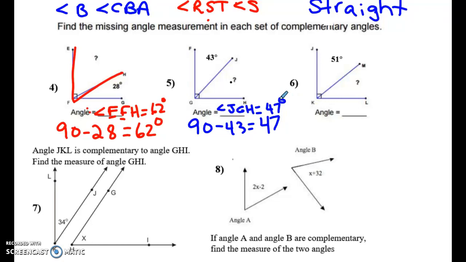Now I want you to try example 6. This time it tells us that one of the angles is 51 degrees. So 90 subtract 51 is going to give us 49 degrees. So that means that the measure of angle MKL is 49 degrees.